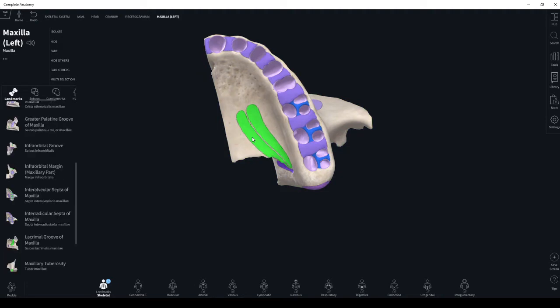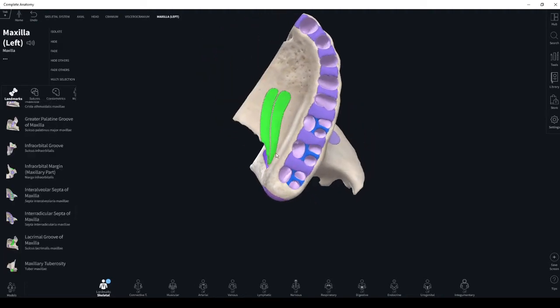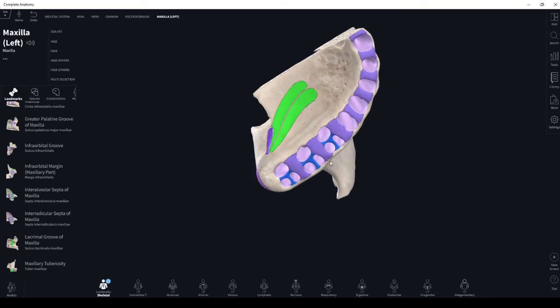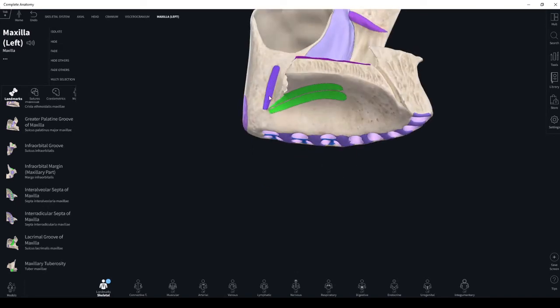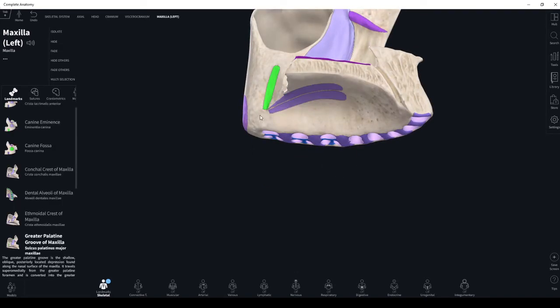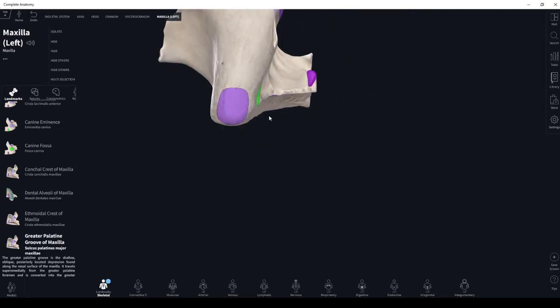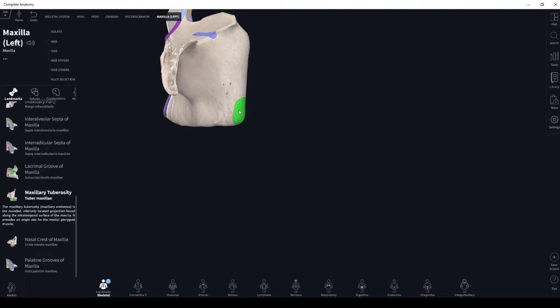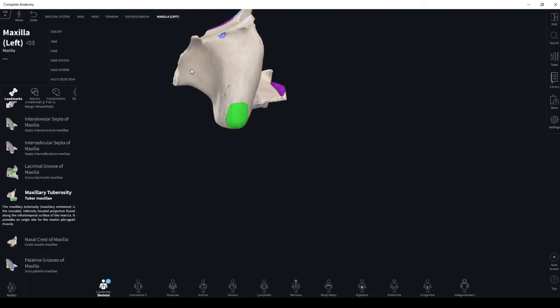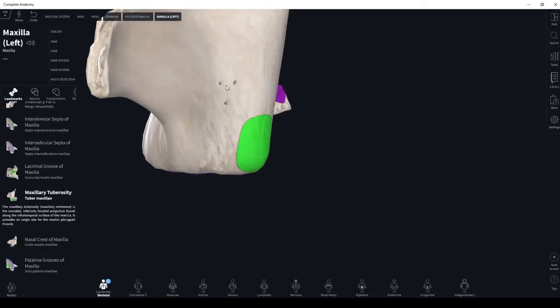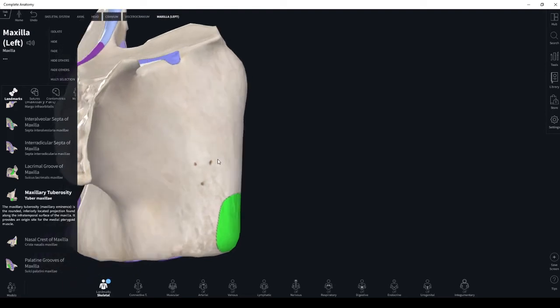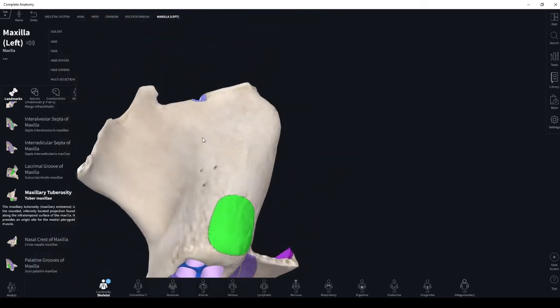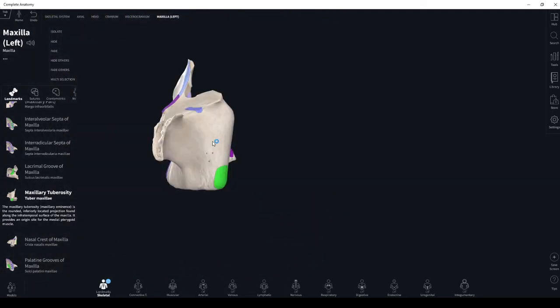These are the palatine grooves of the maxilla, which arise from the palatine sulcus. On the posterior surface of the maxilla, you can see the tuberculum of the maxilla and small foramens, which we call Foramen Maxillaris or Foramen Alveolaris, the passing of nerves which supply the teeth.